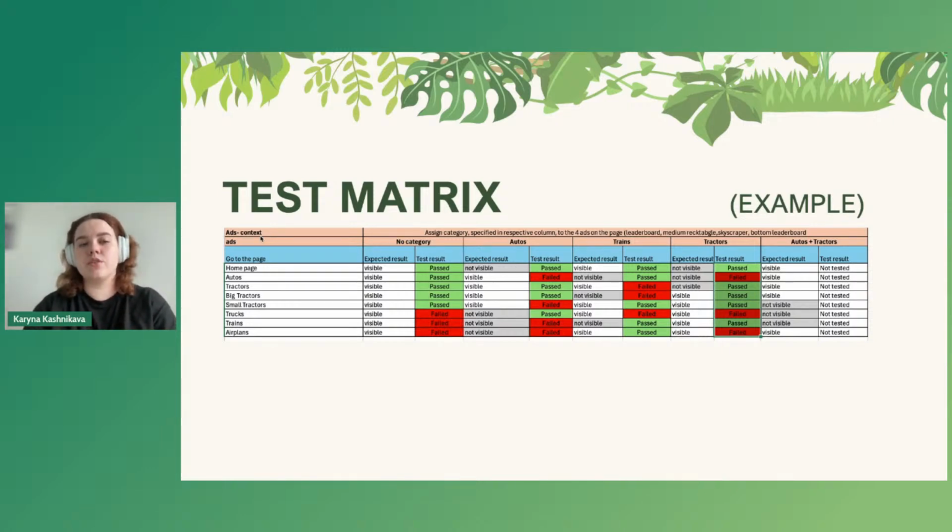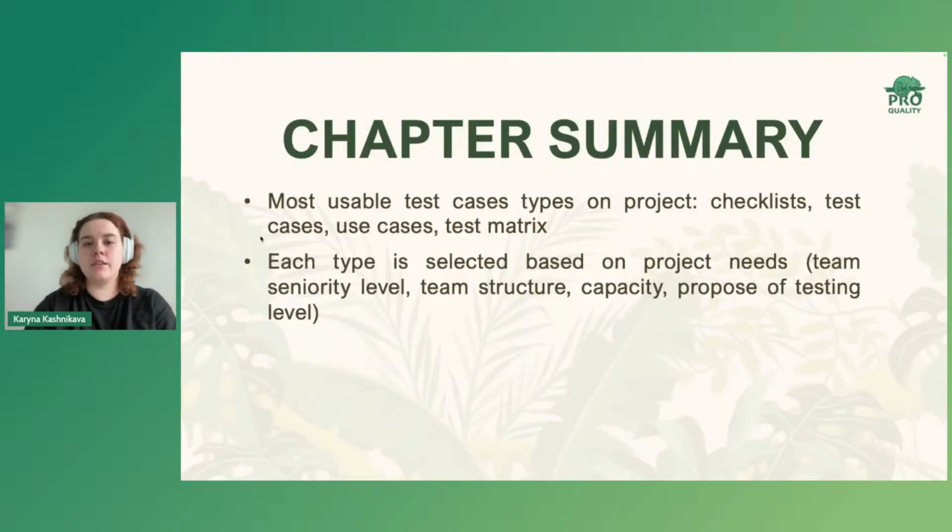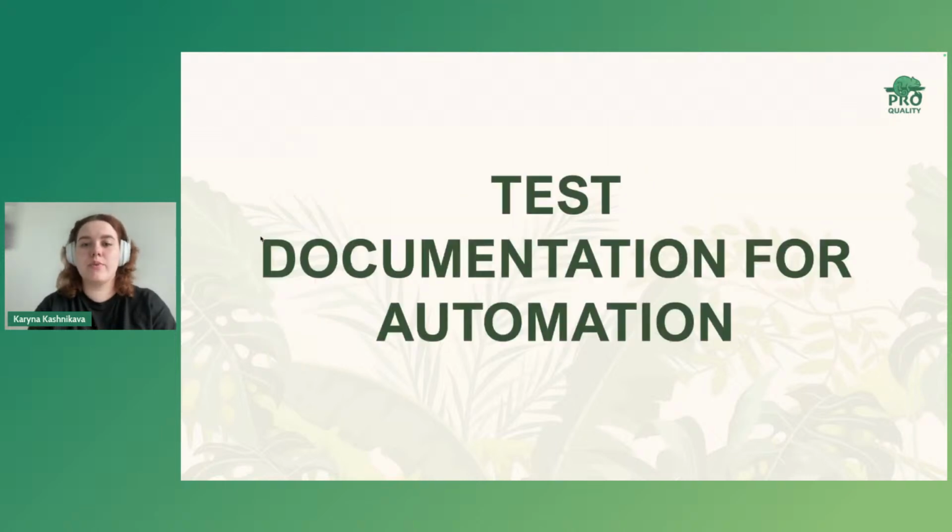So that's all about test matrices, and I think it's the right time to make a summary for the first part of this session. The most usable test documentation types on projects are usually checklists, test cases, use cases or end-to-end cases, and test matrices. Each type is selected based on project needs. For example, you need to take into account team seniority level, team structure, team capacity, and purpose and level of testing. So that's all about our first part, and we continue with our second part.